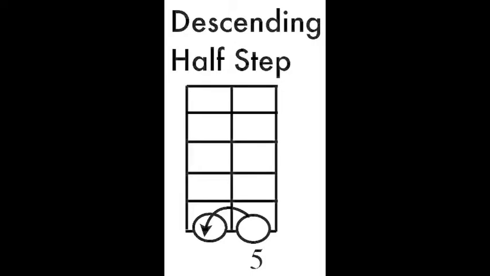All right, now we're going to do a descending half step from the first note. So we're going to play the 5th fret note and go down to the 4th fret note, down in pitch, so therefore it's descending in pitch. So we're playing a descending half step pattern. And again, try to program this sound in your head.